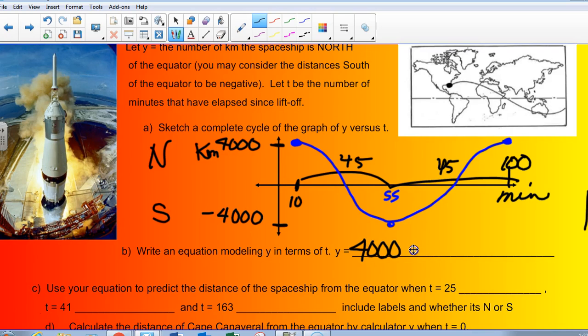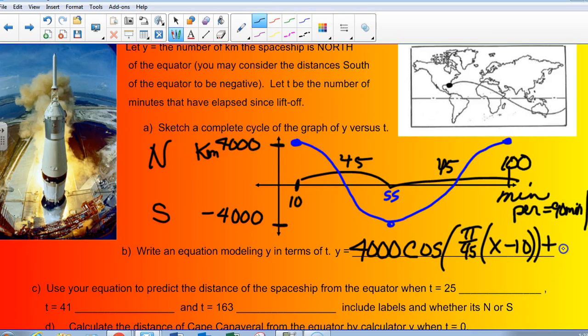Sine, cosine. Cosine. B. Period is 90 minutes, so you could put 2 pi over 90 or pi over 45. Phase shift, any? Vertical shift? No, there's no vertical shift. It goes 4,000 above and below, so the midline is at 0, right? Which you don't have to put in your calculator. Okay, let's see how we did.